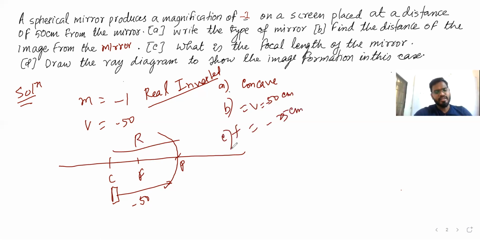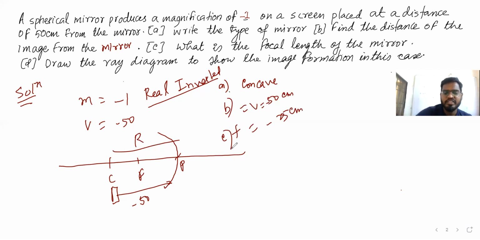What I did is, magnification is -1, so the image is going to be real and inverted in a concave mirror. Why? Because it is placed on a screen, right? And then they are saying -1. 1 means the object and image are of the same size. Same size means only one case is there in a concave mirror: when the object is placed at C, the image will also form at C. So we can say it is going to be the focal length.